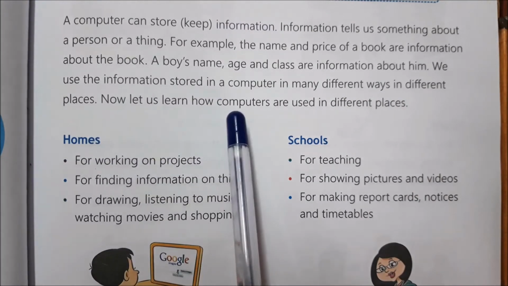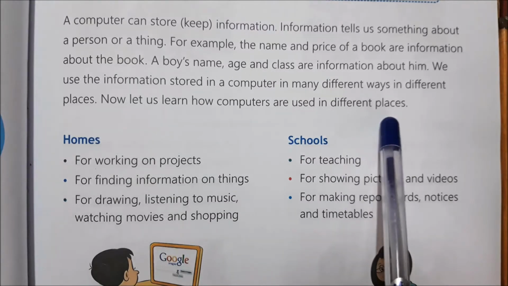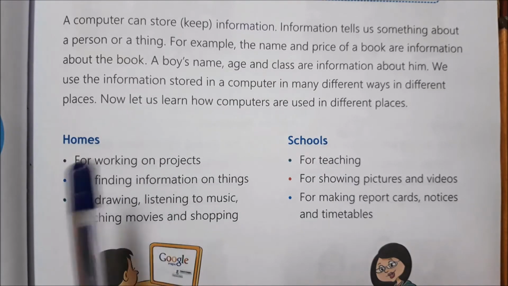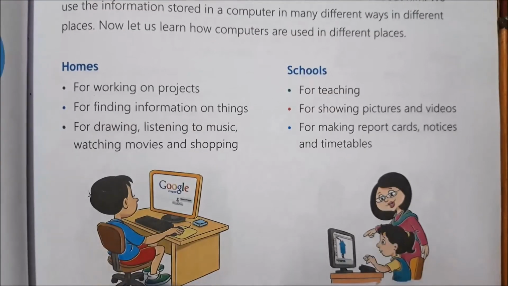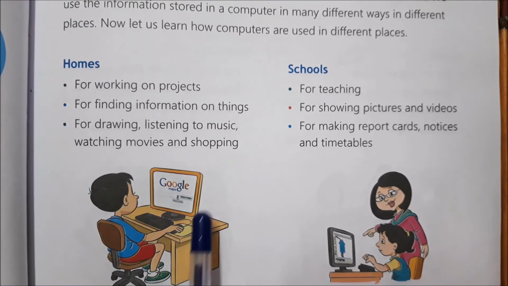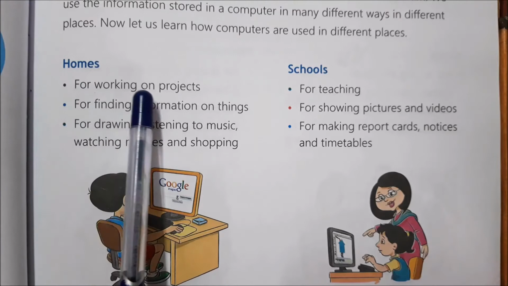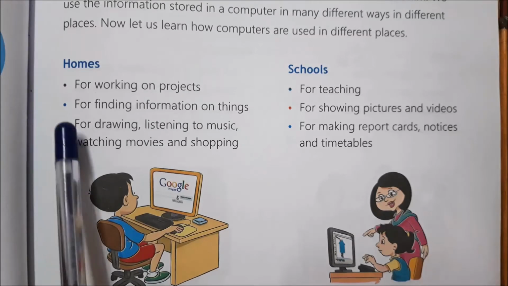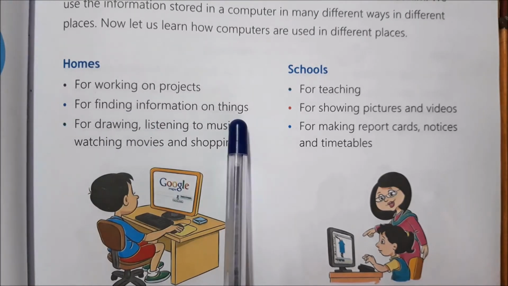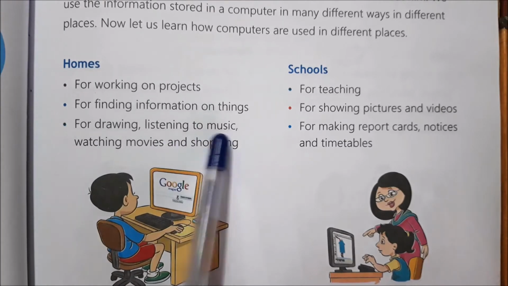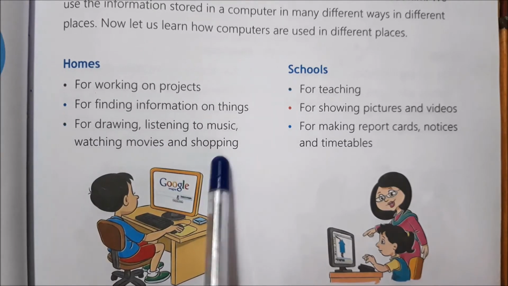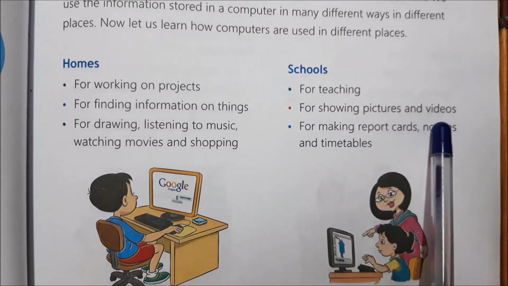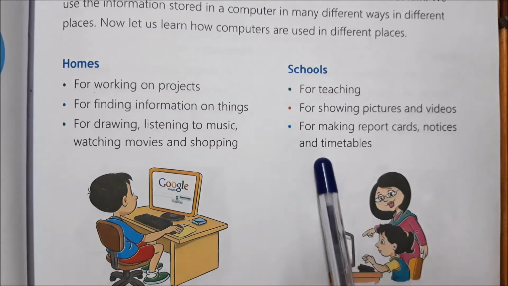Now, let us learn how computers are used in different places. So now we will see some of these names, lists of places, and how we use them. First, we use computers at home, and you can see the photo of a small boy using a computer in his house. We use it to work on projects. This is another new word for you, so underline it, learn the spelling. And for finding information on things, for drawing, listening to music, watching movies, and shopping. We use computers in schools, for teaching, for showing pictures and videos, for making report cards, notices, and timetables.